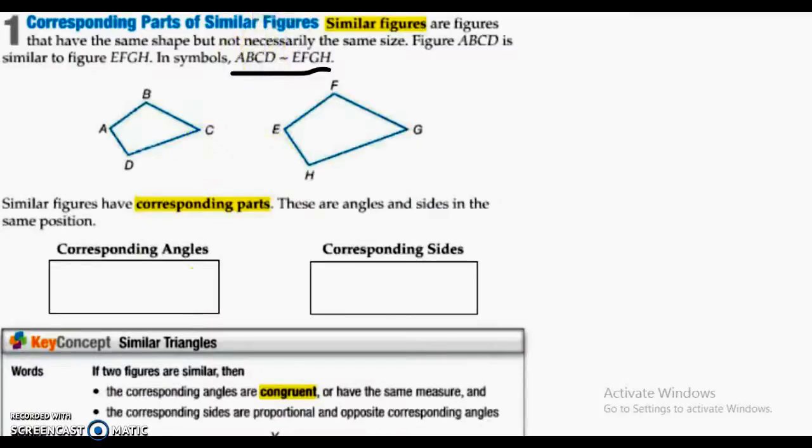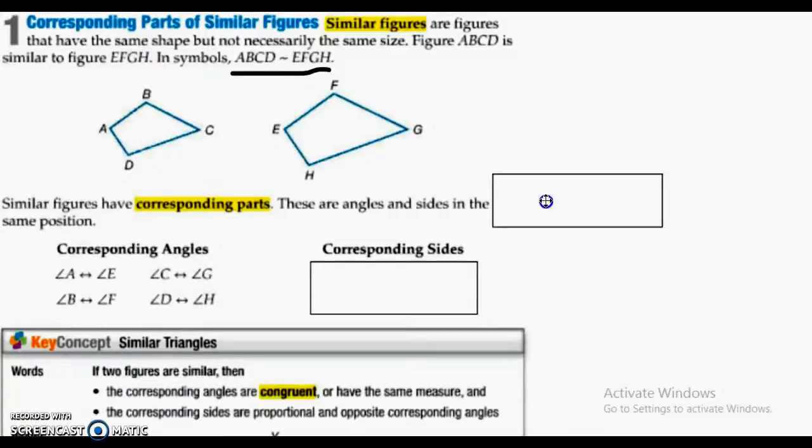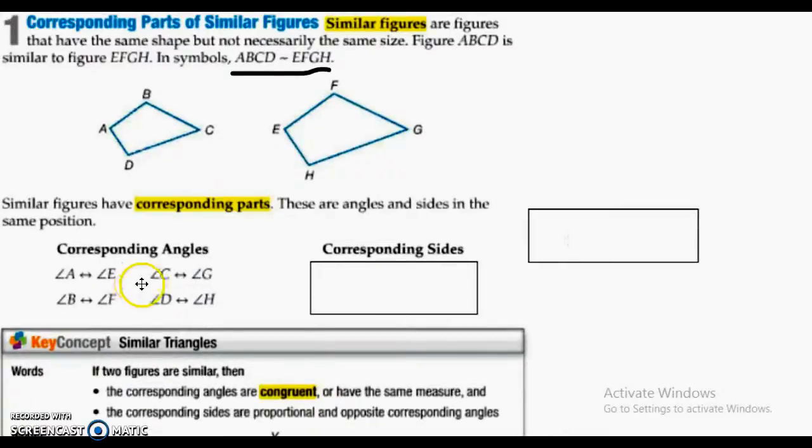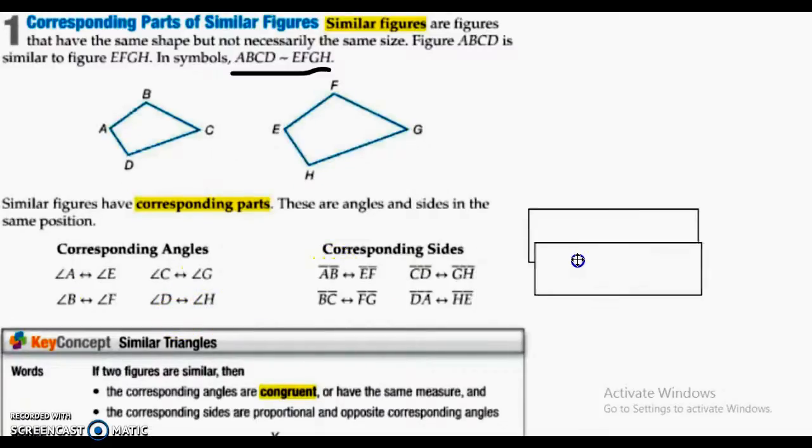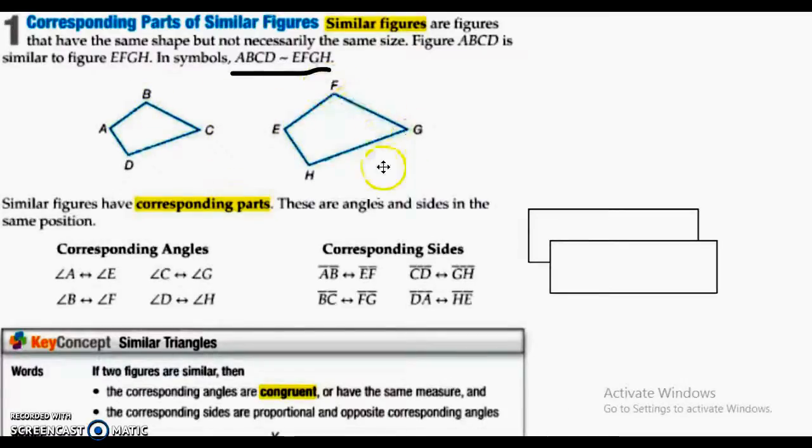So if I click here, the corresponding parts, the angles are A to E, B to F, C to G, D to H, and the sides that match up, sides AB and EF match up, BC and FG, and so on and so forth. So those are corresponding parts, because in our eyes they match up when we line them up.